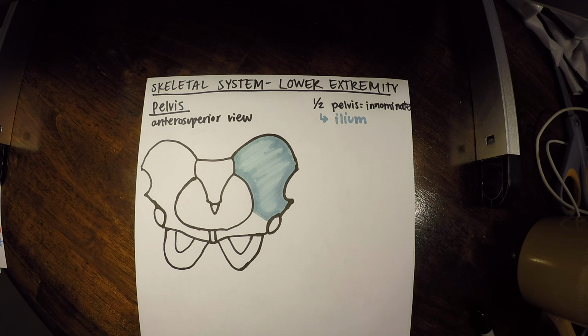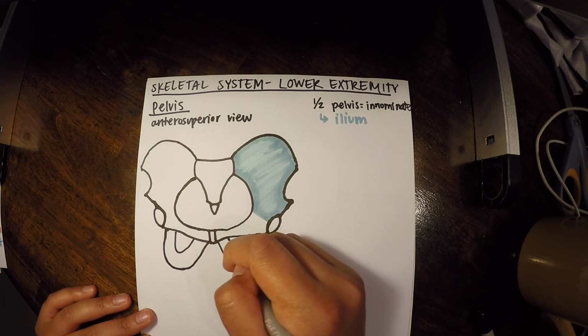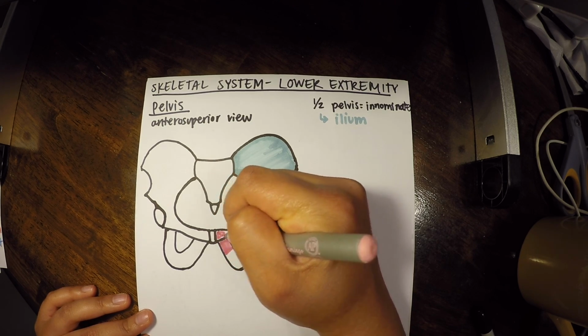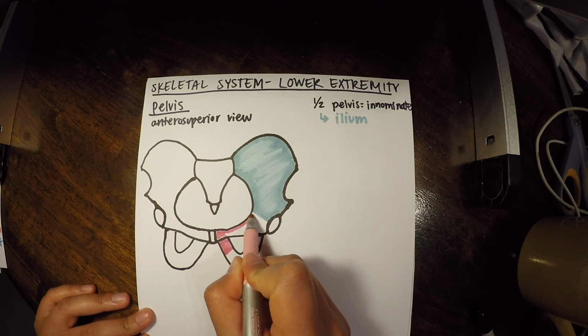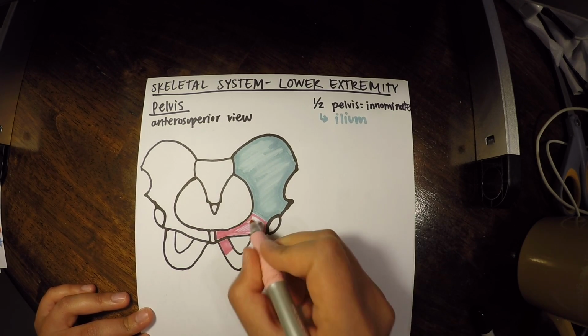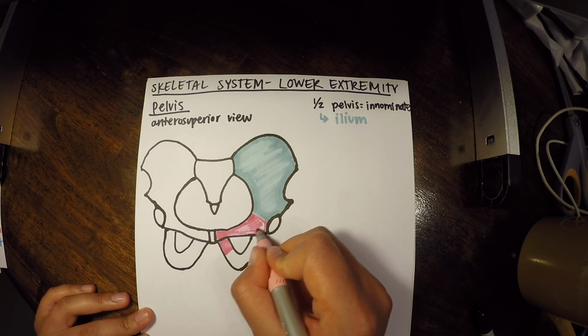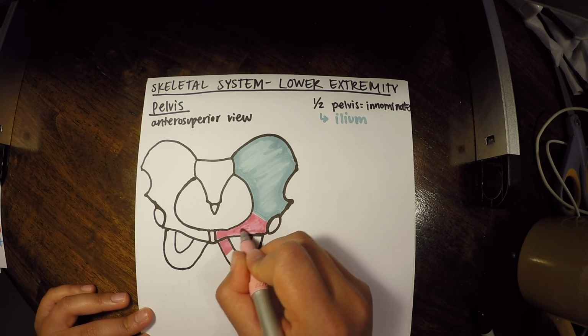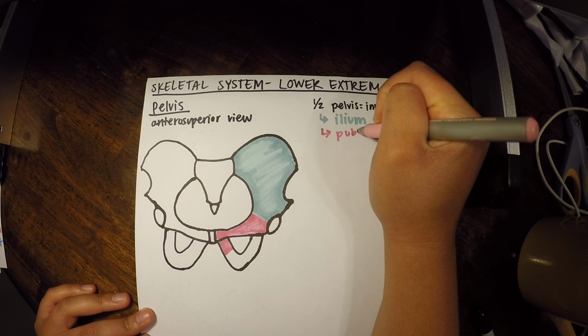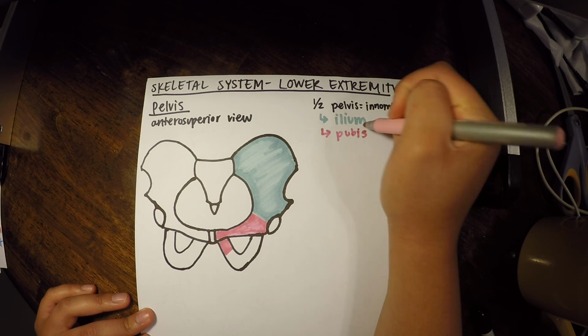The next bone is called the pubic bone. And the cutoff from there is about right here. So this is our pubic bone. You've probably heard the term like pubic hair. So that's where that gets its name from, is this pubic bone. And it's called the pubis.